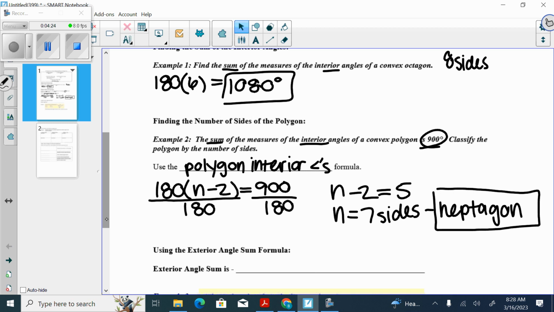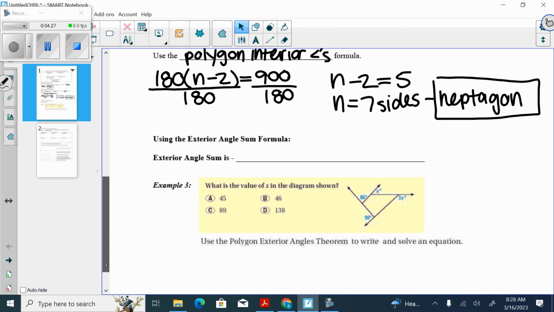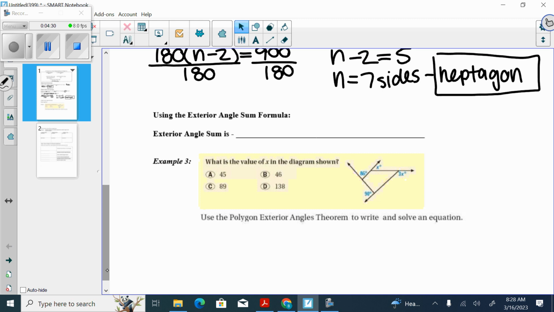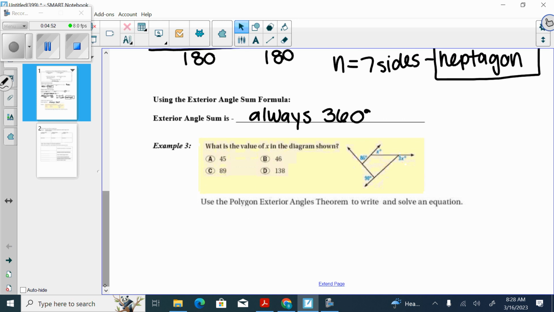All right, the next section says you are going to use the exterior angle sum formula. Well, there's not really a formula. We know that the exterior sum is always what? 360. Good. So it is always 360 degrees. Okay. So it says, what is the value of x in the diagram shown below? So what could we set up in order to solve for x here? Perfect. So I'd have 86 plus x plus 3x plus 90 equals 360.